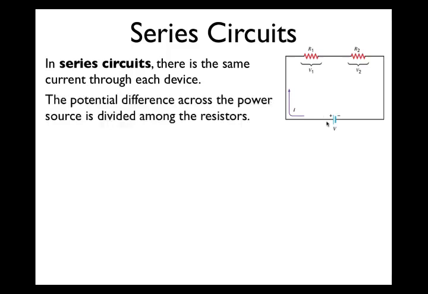The potential difference across the power supply, though, if we measure the potential difference across the power supply, that's the voltage of the battery, it gets divided among the resistors. So the potential difference across resistor 1 plus the potential difference across resistor 2 is equal to the potential difference across the battery. The way I think about this is when you pump charges through the battery, it increases the energy of those charges by a certain amount.